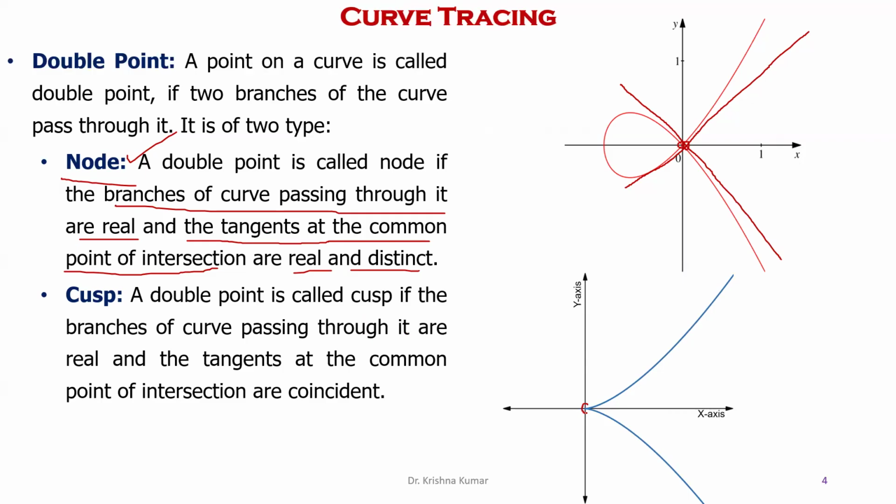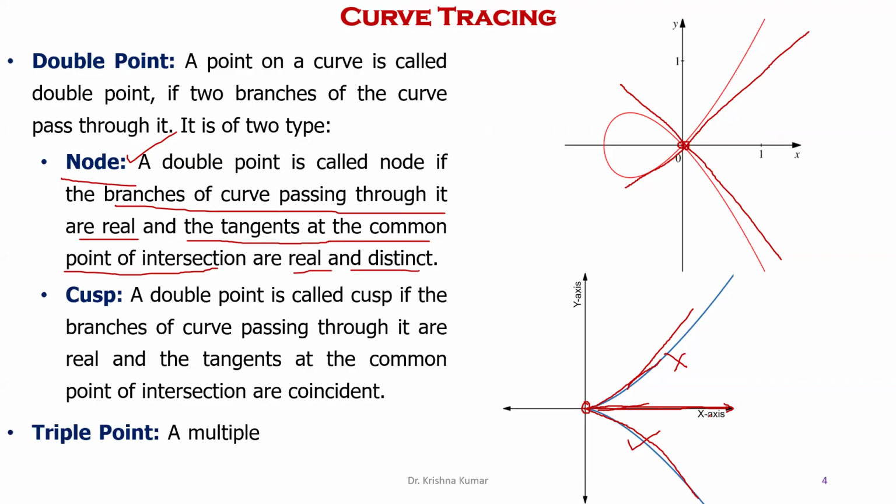So this is the point at which there are two branches of curve. This is the one branch and this is another branch. And if you want to draw the tangent at this point, this x-axis is the tangent. So clearly this x-axis is tangent for this branch of curve as well as this branch of curve also. So for both the branches of the curve, we have one common tangent. So this is called cusp. This point is called cusp. This double point is called cusp.